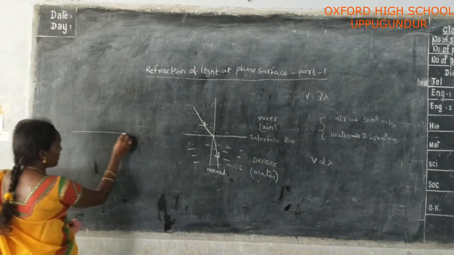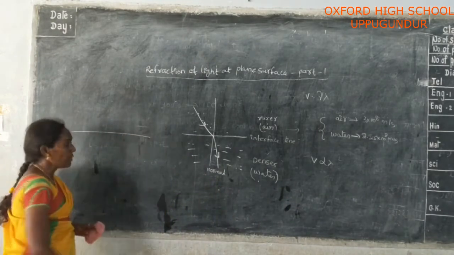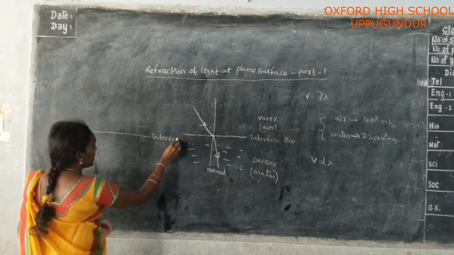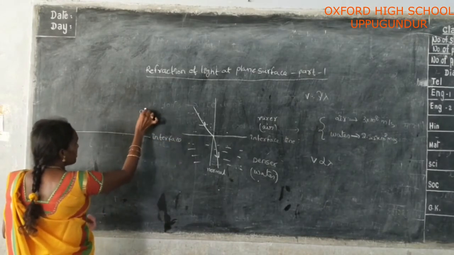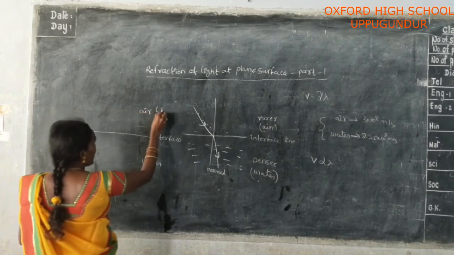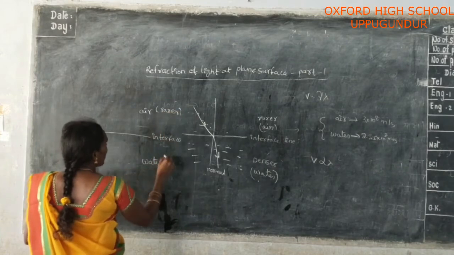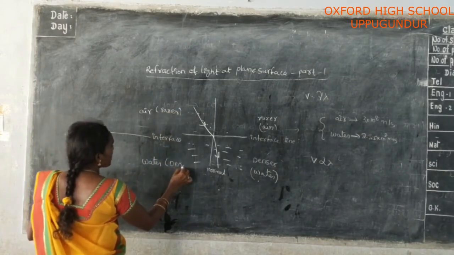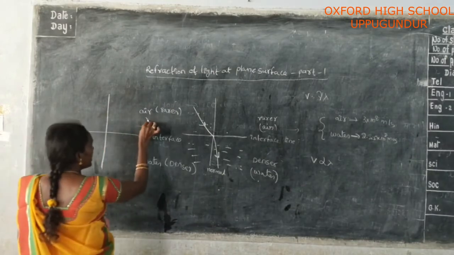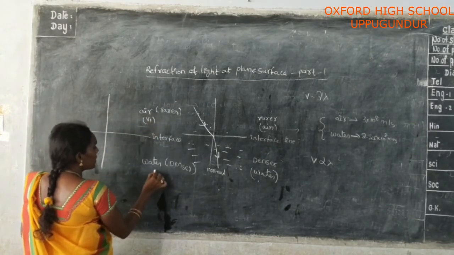Here, this is the interface line. Interface line means separating the two media. Here this is air and this is water. Air means rarer and water means denser. Now, the speed of light in air is V1 and the speed of light in water is V2.